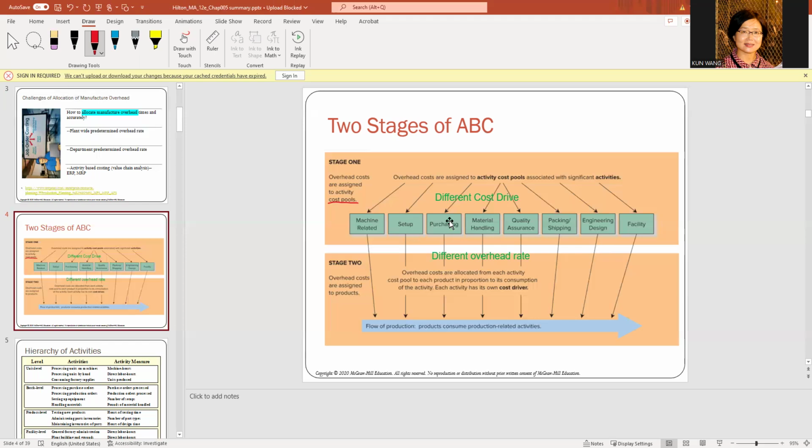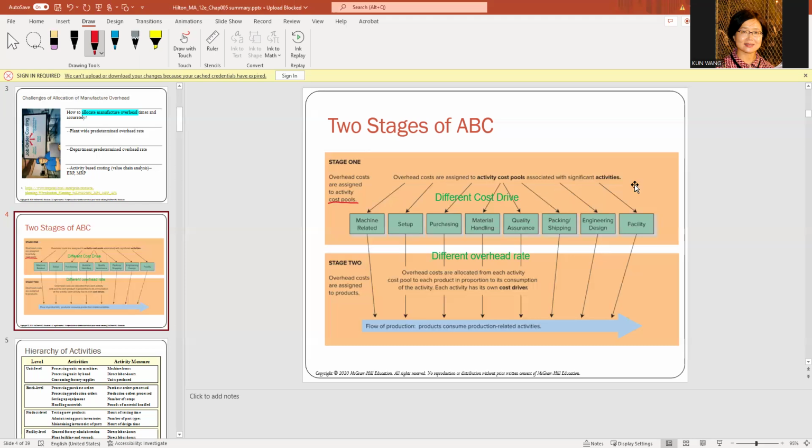And purchasing may be driven by the number of purchase orders, by the logistics. Material handling may also be driven by the purchase order numbers or maybe by other cost drivers. So on and so forth, you will summarize the cost related to your business activities into a reasonable, controllable number of cost pools, and then pick the most relevant cost driver for each of them.